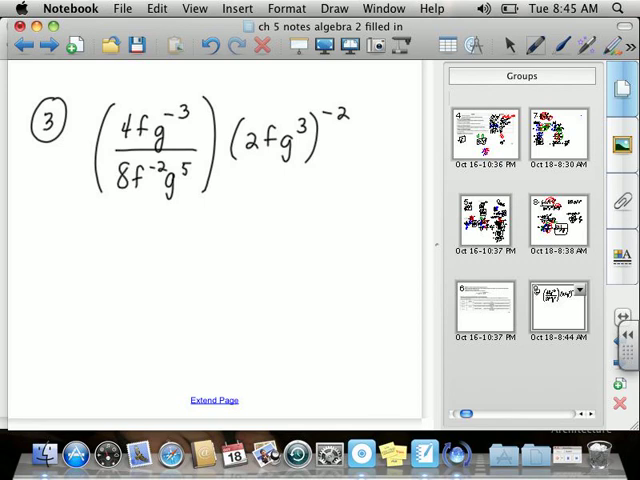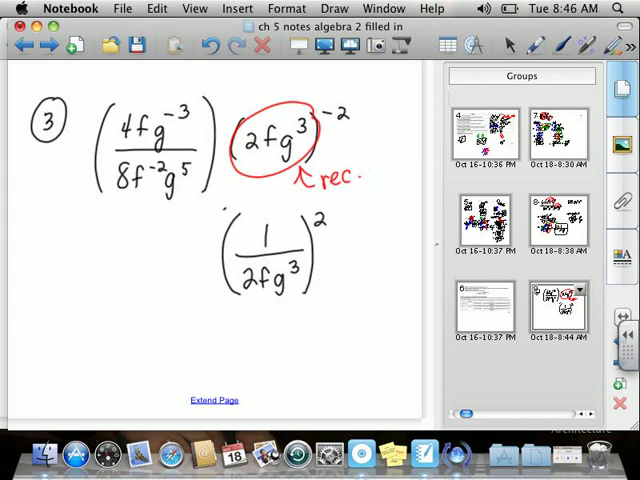Okay, so if I have 4f g to the negative 3 all over 8f to the negative 2 g to the 5th, times 2fg to the third, all raised to the negative 2 power. So first of all, when you see something raised to the negative 2 power, how can you get rid of that negative 2 power? Take the reciprocal of the base, right? Do you guys remember? So we're going to take the reciprocal of the base. Even if that had been a fraction, you would just flip the whole fraction. So anything in it, including negatives, everything would just reverse. So I would have 1 over 2fg to the third, and now it's going to be raised to the positive 2.